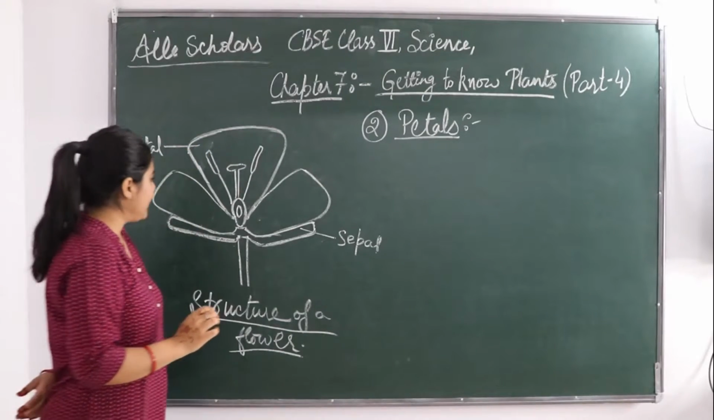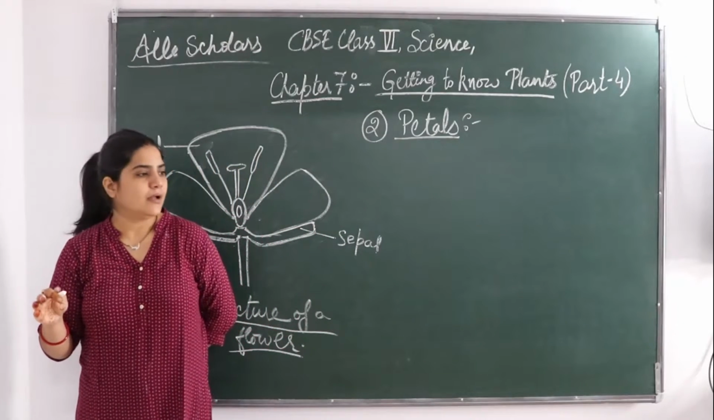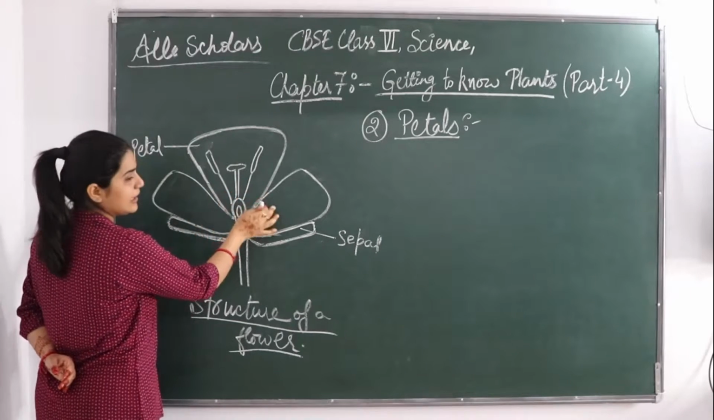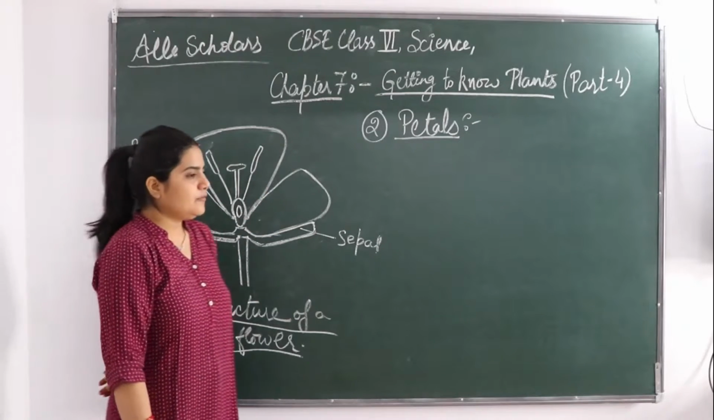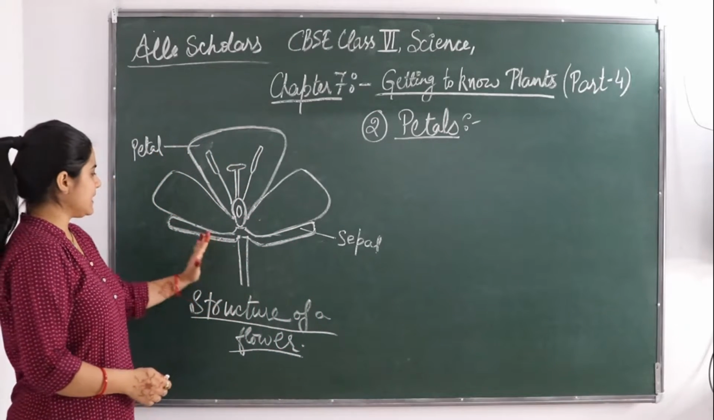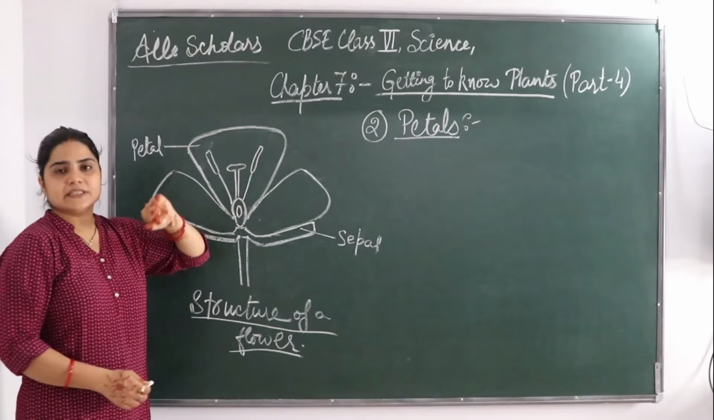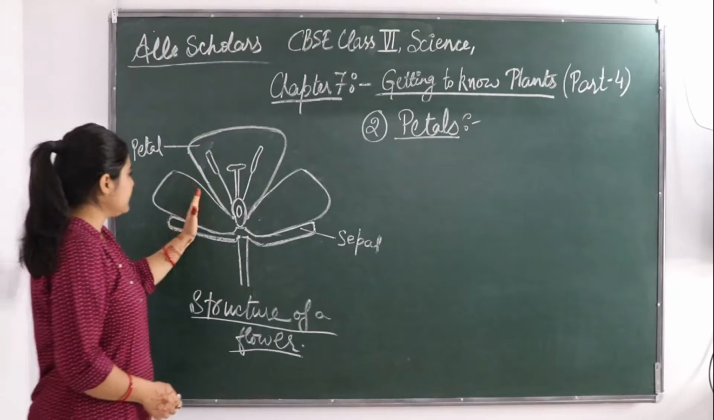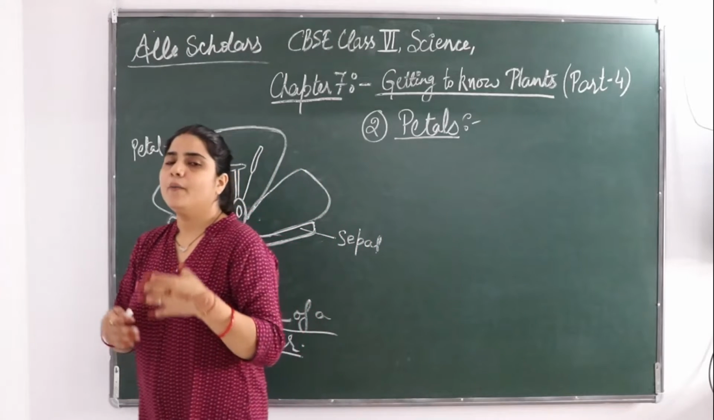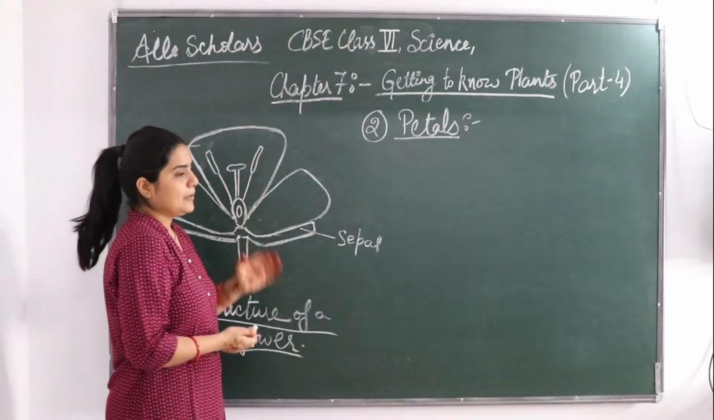Okay, so petals are what? Inside the sepals there is the whorl of petals. You can see this is a sepal and inside the sepal there are petals. Different flowers have petals of different colors. These sepals are green in color. This is the petal that gives color to a flower. Different plants are of different colors. Some may be white, red, yellow. Whatever color you see in a flower is because of its petals' color.